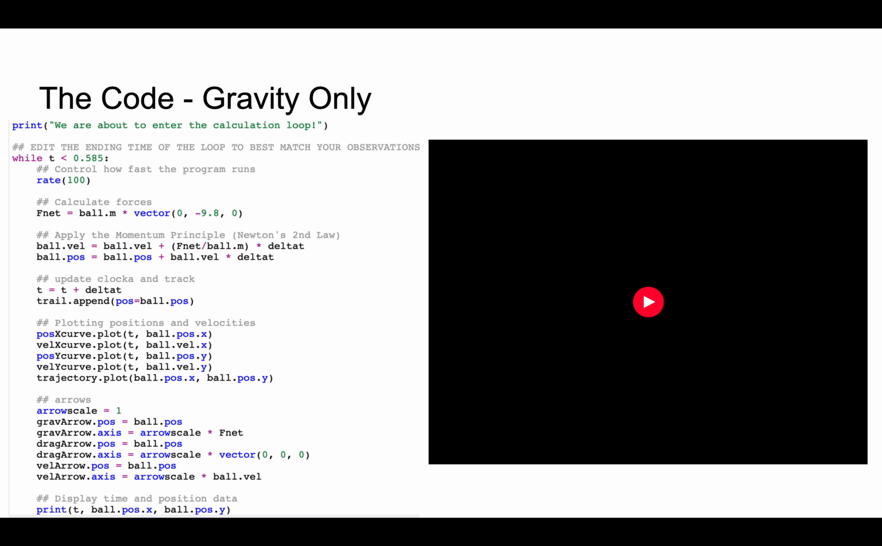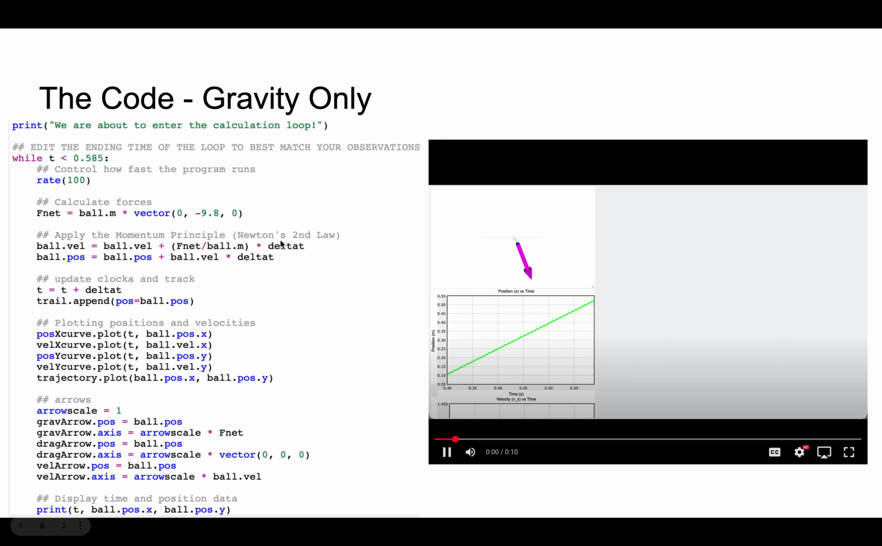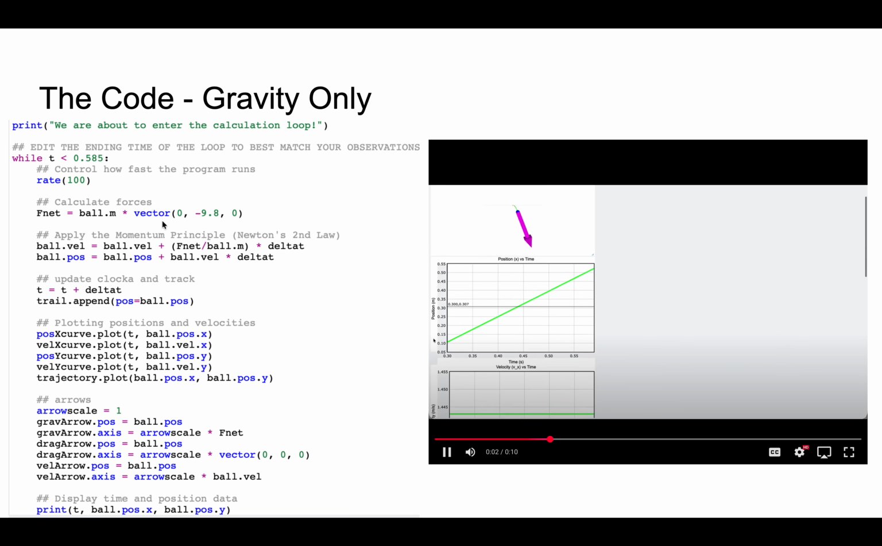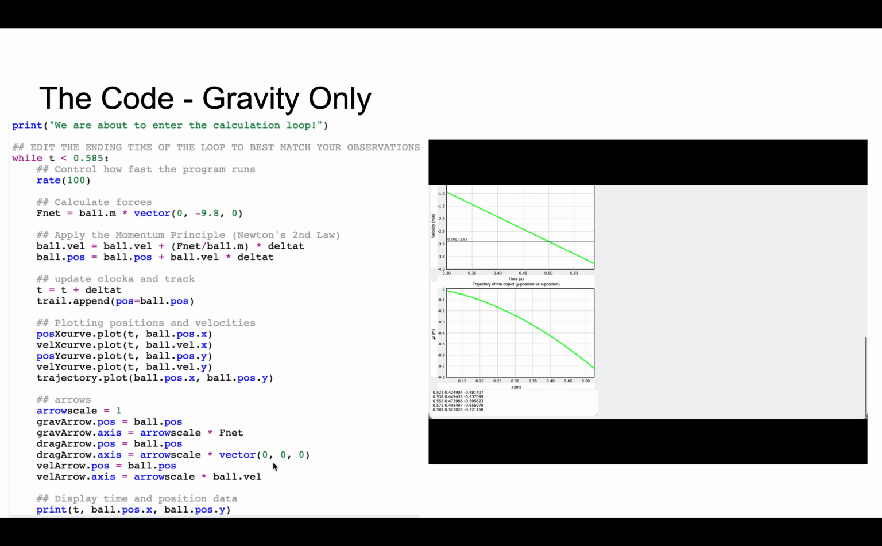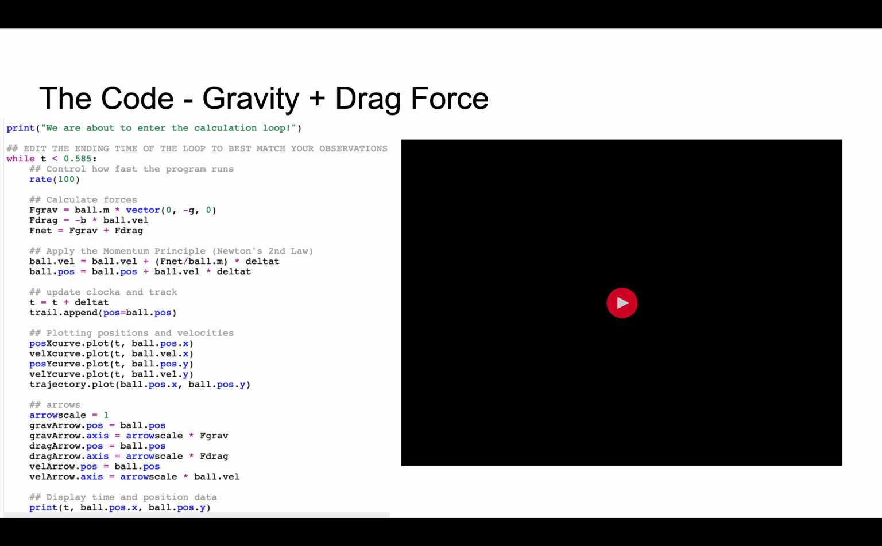So this is the code when only considering gravity. What you'll notice is that FNet is just the gravitational force. And we come down here to draw arrows for the drag force. We multiply by a vector of 0 since that's not something we're considering in this graph. While looking at the code for the gravity and drag force, you can see that I split up the gravitational force and the drag force and then added them to get FNet. And the reason I did this was because in these arrows, the gravitational arrow has to be multiplied by only the gravitational force, and the drag arrow is multiplied only by the drag force.